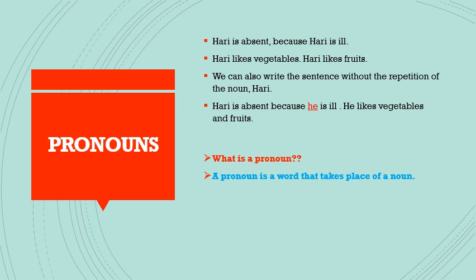So, we have used the word he in place of Hari. Now, what is this word? This word is a pronoun. Now, what are pronouns? A pronoun is a word that takes the place of a noun. So, he over here is a pronoun.